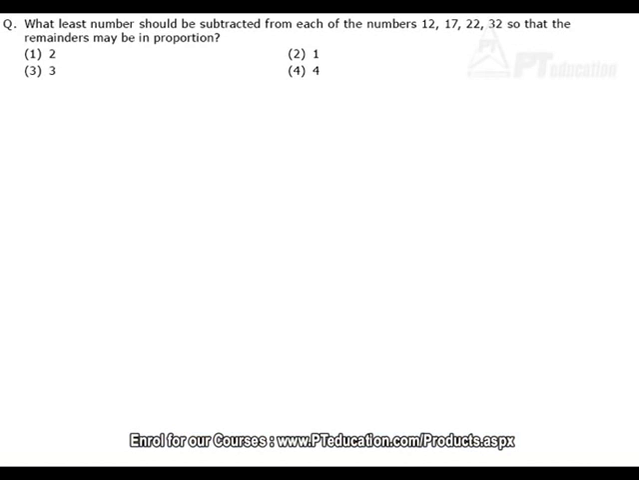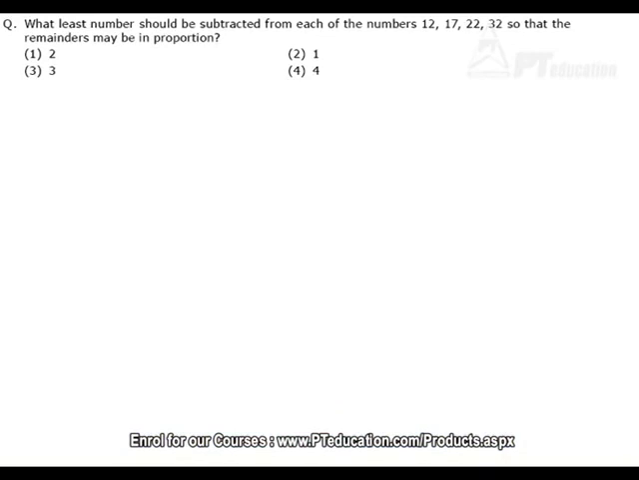Okay, here is our first question. We are now concluding the session with these beautiful questions, the final set of questions. What least number should be subtracted from each of the numbers 12, 17, 22 and 32 so that the remainders may be in proportion? Solution.